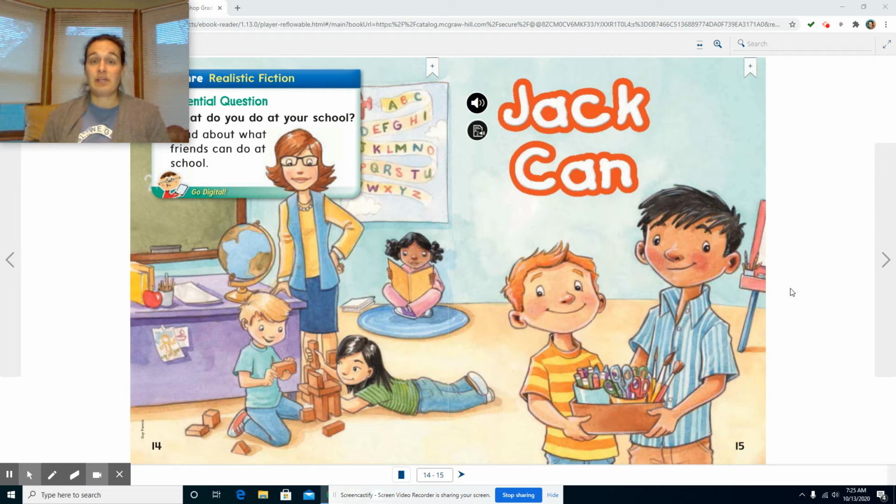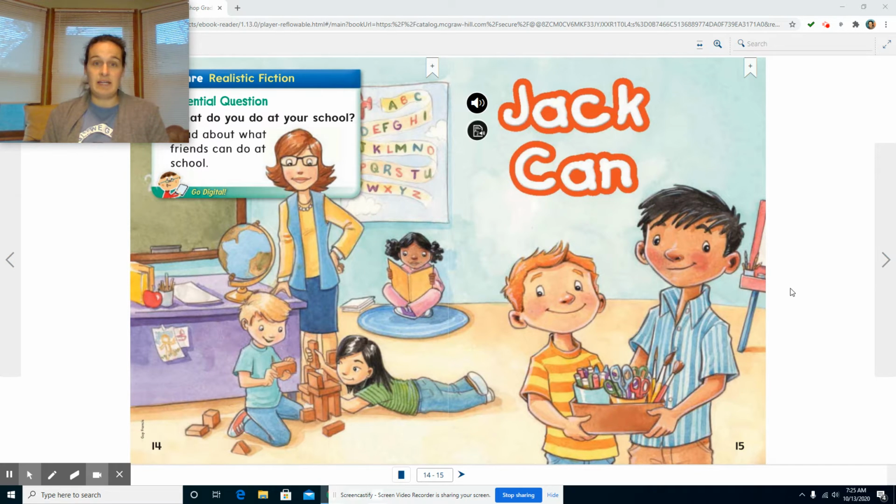We are going to reread the story Jack Can. As we reread it, we are going to look for information in the text that will help us understand the story better. I want us to review characteristics of a realistic fiction story. Realistic fiction will be an invented story with imaginary characters and events. But these stories could happen in real life.